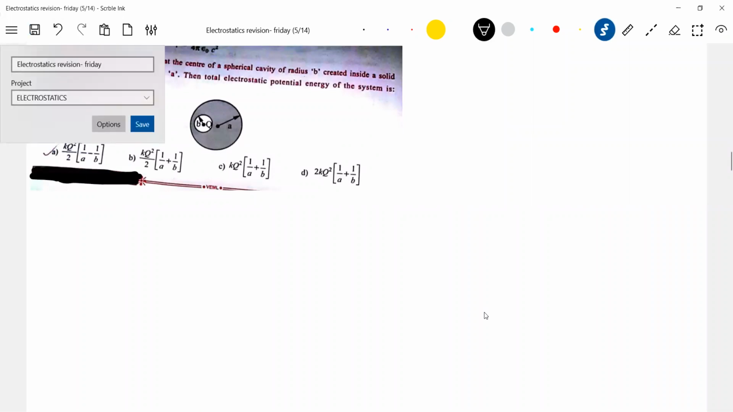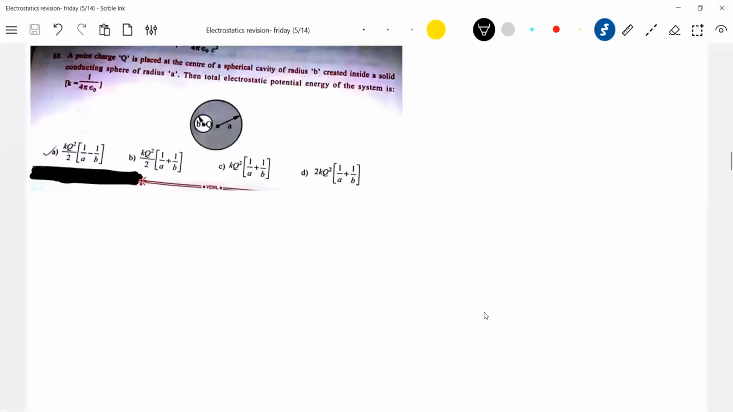It's there in the icon. You might not have noticed, but the concept is very important. Till now, they didn't ask in advance, but there's a possibility of asking. Look, it's asking the total electrostatic potential energy of the system. So here, where is the cavity? The cavity is here. No, I can shift the cavity. That's the idea of this problem.